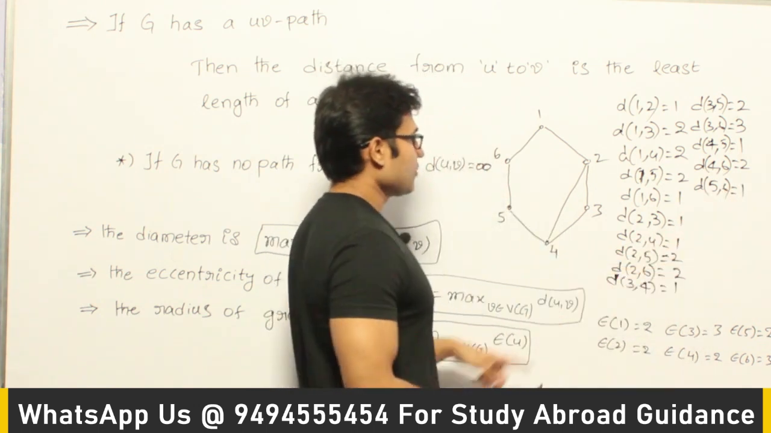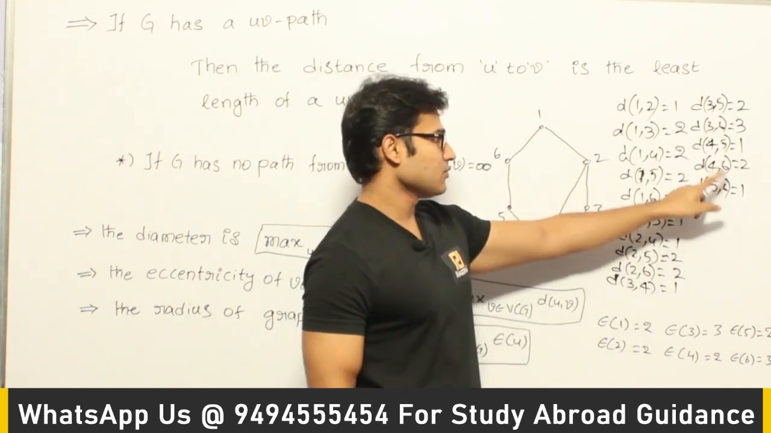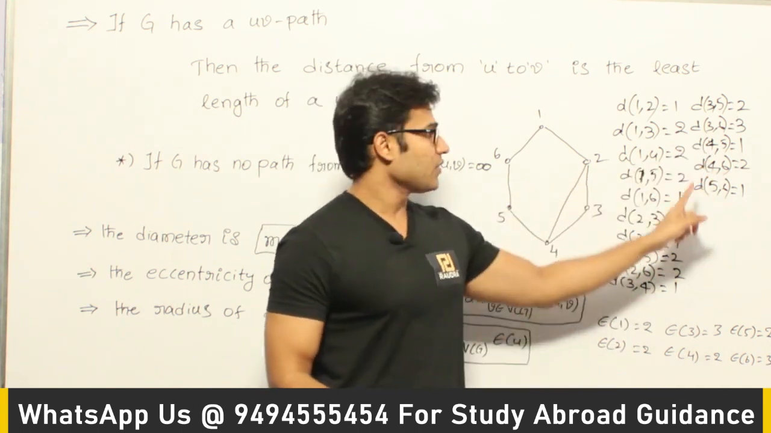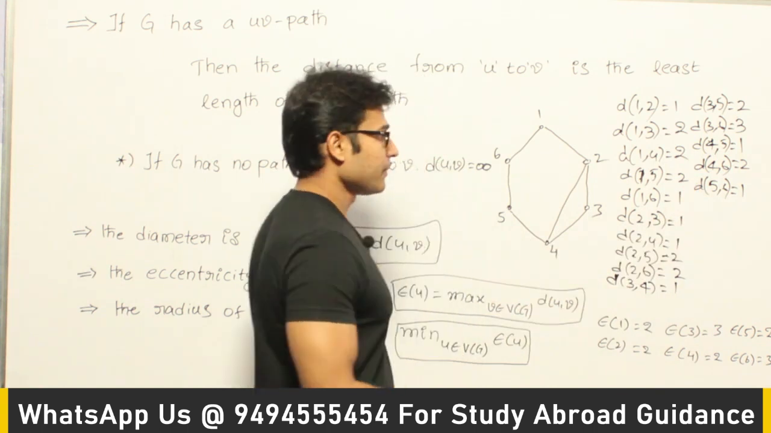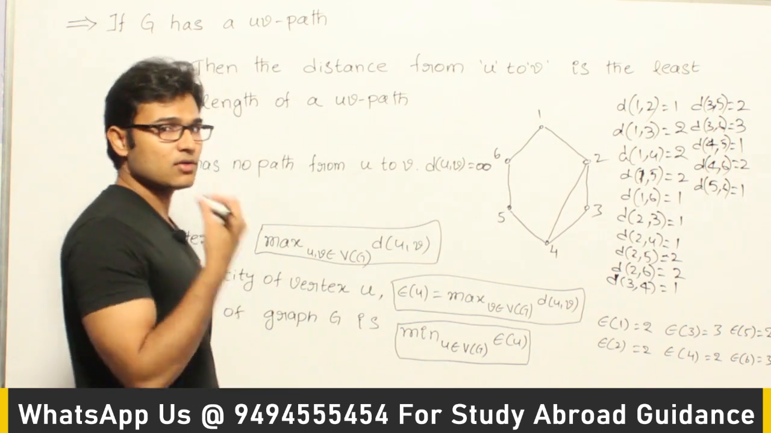And anyway 1 comma 6 is already done, 2 comma 6 is already done, 3 comma 6 is done, 4 comma 6 is done, 5 comma 6 is done, therefore no need to do anything with 6. So these are all the distances. Okay, this is how you find out the distance.